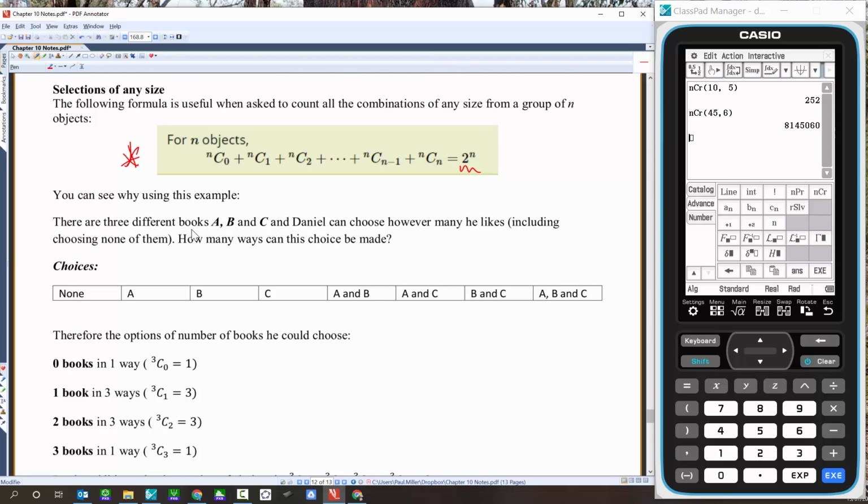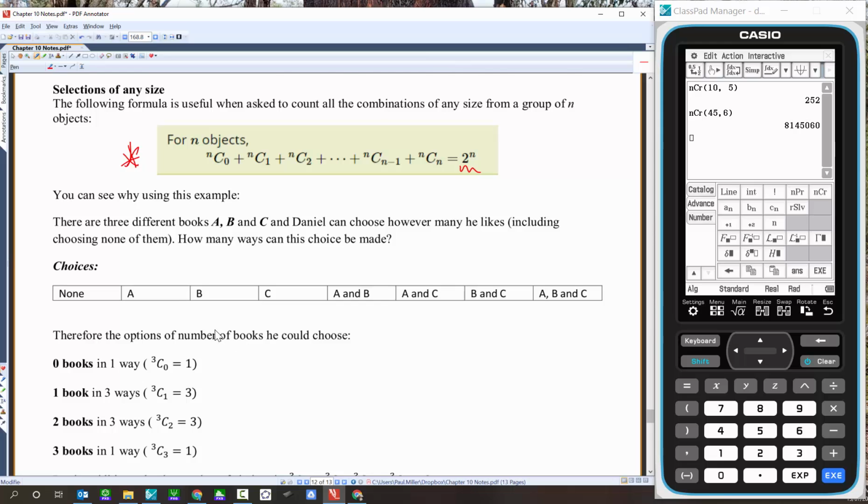So there are 3 different books, A, B, and C, and Daniel can choose however many he likes, including choosing none of them. So how many different ways can this choice be made? Well, I've drawn them out here. He can do no books. I am not taking any books, says Daniel. He can choose book A, book B, book C, A and B, A and C, B and C, or they're all fantastic, so I'll grab all of them.